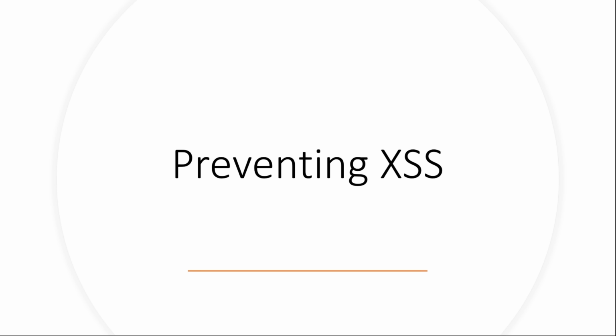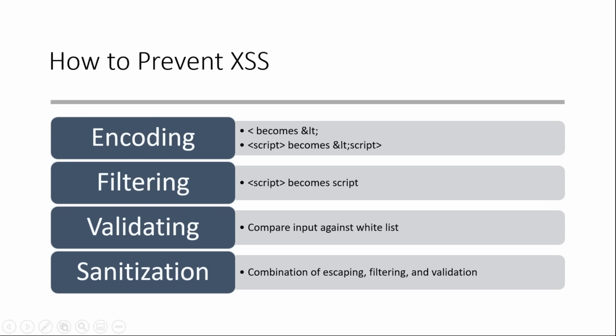Let's quickly talk about preventing cross-site scripting. So how might we prevent cross-site scripting? Well, there's a few different ways, and this isn't even everything. But let's talk about this. First we have encoding. Encoding is converting a control character to its escape sequence. For example, here you see that the less than symbol becomes ampersand LT semicolon. So if we had script, then script would just become ampersand LT semicolon script, etc.